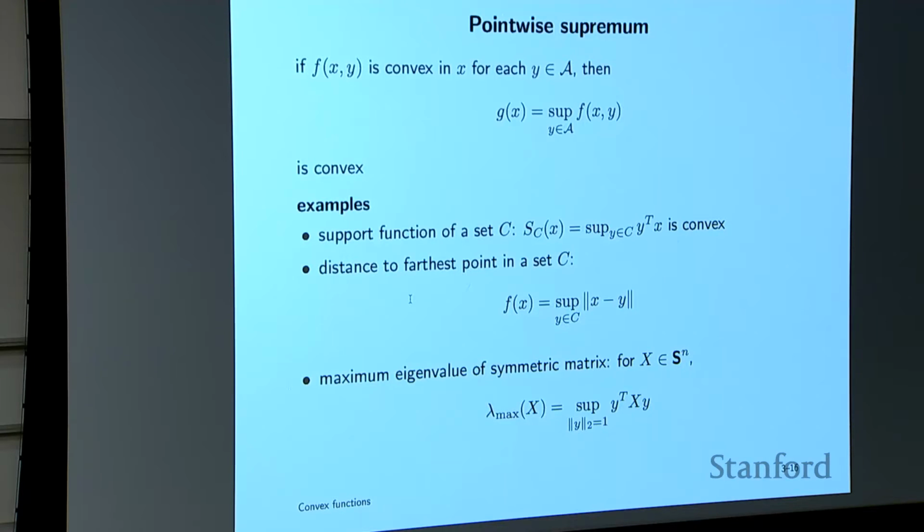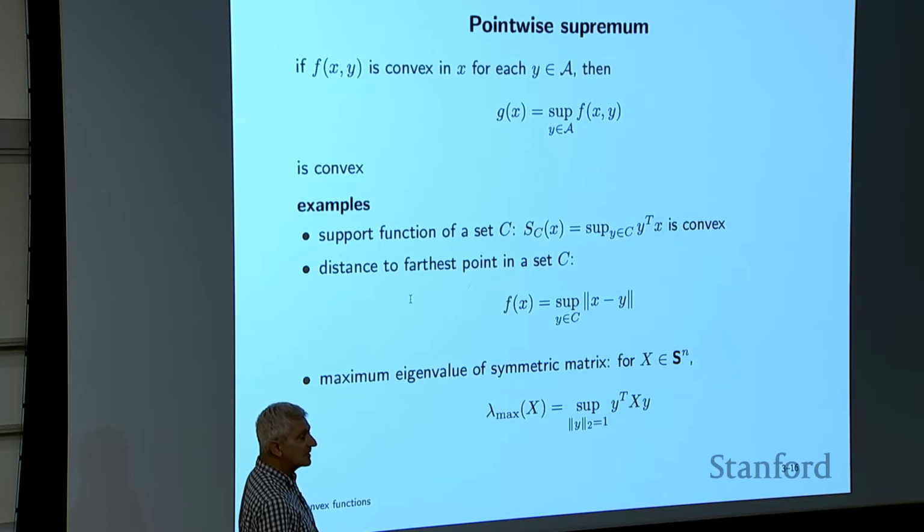Okay, so we can look at some examples here. This is the support function of a set. If I have a set C, then the maximum over the set of y transpose x is a function of x that is actually convex. By the way, there are no restrictions whatsoever on the set C. It doesn't have to be convex or anything.